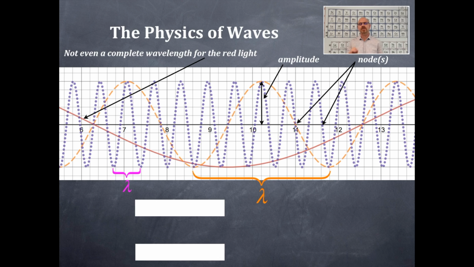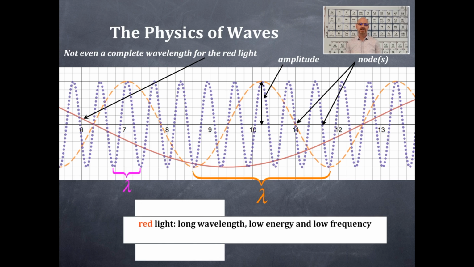And here are some nodes. This is a node where the purple wave is and the orange wave, and then another one for the purple wave. Okay, a node is where there is zero amplitude for that wave. Okay, and red light has a long wavelength, low energy, and a low frequency. However, violet light has a short wavelength, high energy, and high frequency. And I'm going to write this down right here, right above.